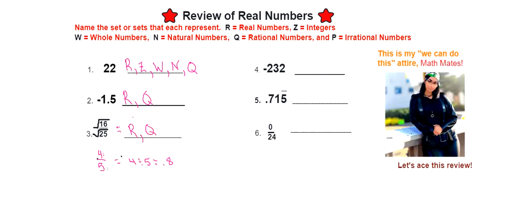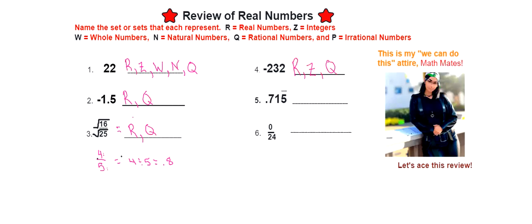Negative 232. Yep, we can put that on a number line. It's an integer because it doesn't have a decimal. It is not a whole number because it's negative. It's not a natural number because it's negative. But it definitely is a rational number. If it's an integer, it's a rational number. There you go. Look at the next one.